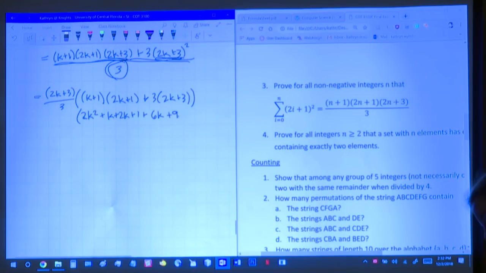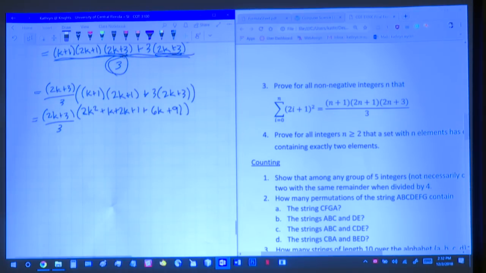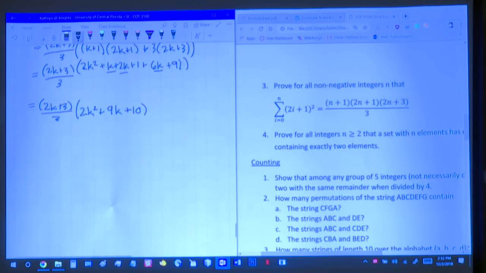6k plus 9. 2k plus 3 over 3. And now I'm just going to combine all like terms. So we get 2k plus 3 over 3, 2k squared plus 1, 2. That would be 9, right? 9k plus 10. And now I'm going to refactor this out basically.